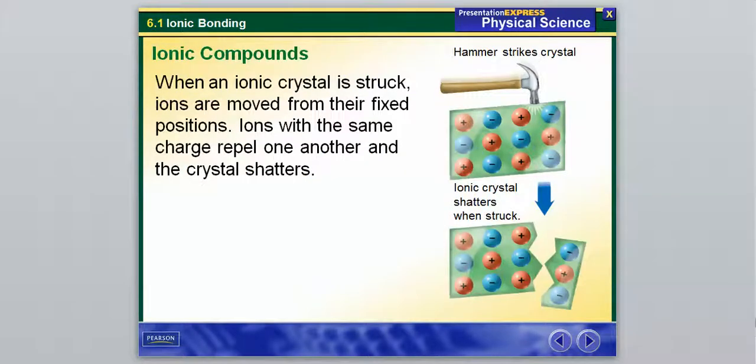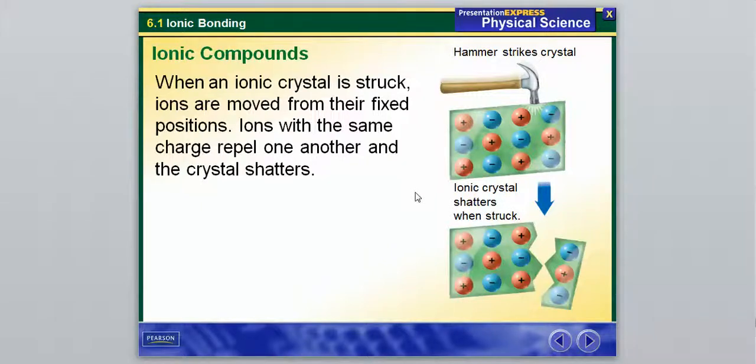This is pretty cool. So when an ionic crystal is struck, ions are moved from their fixed positions. So you hit it with the hammer, this is going to cause these negative ions, or this top row here, to be shifted down. Then ions with the same charge repel one another, and the crystal will shatter.